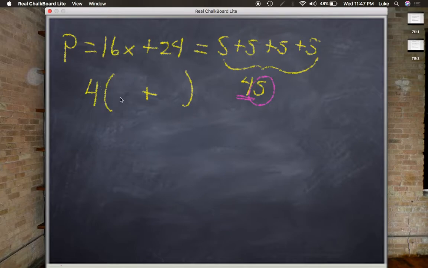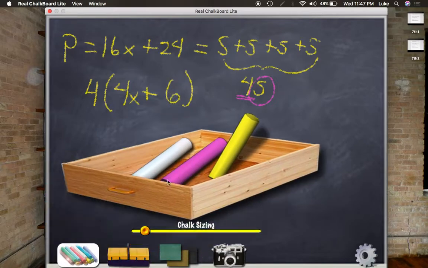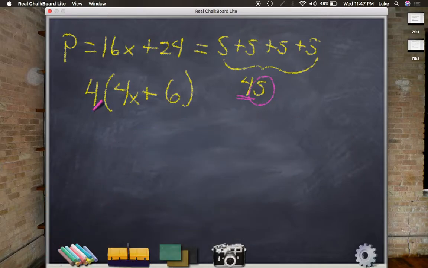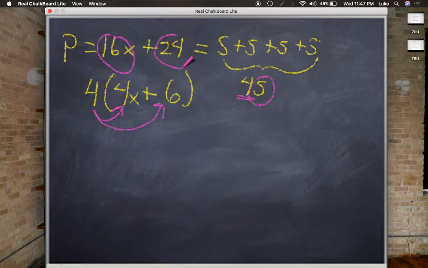4 goes into 16. Well, that's easy. 4 times 4 gives us 16. We have to keep the x for the variable. 4 times 4x is 16x. Now 4 goes into 24 6 times. So if we look at how we factor this, 4 times 4 gives us 16, and 4 times 6 gives us 24. And that is our factored out side length of the square.